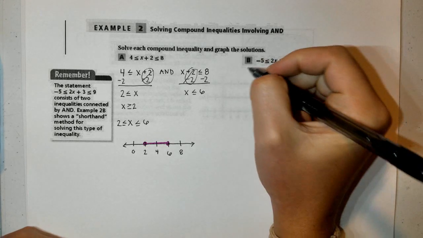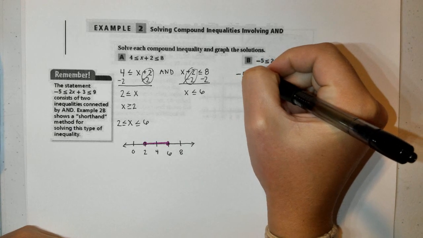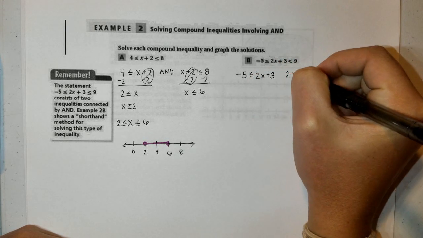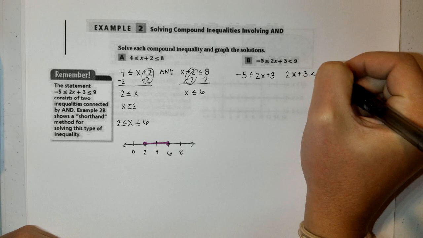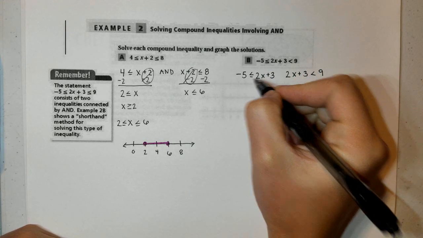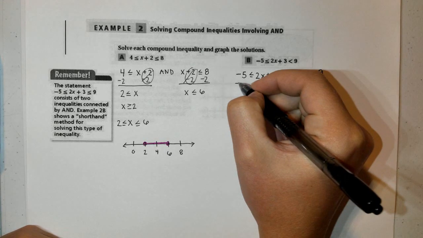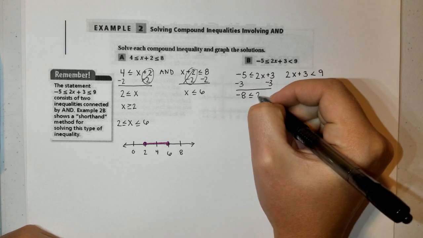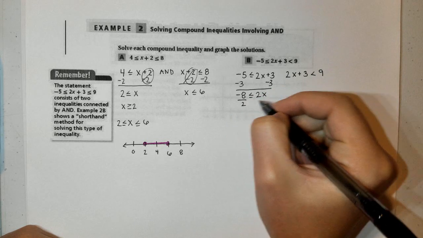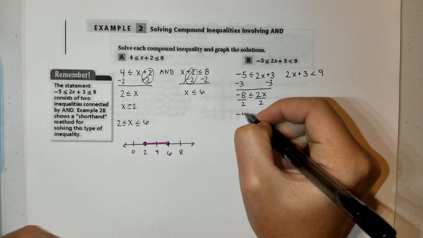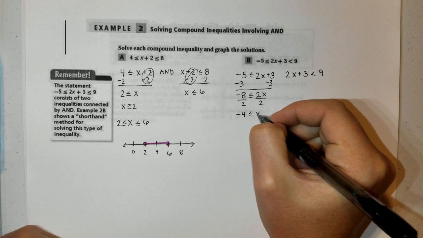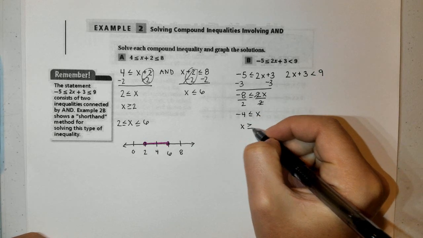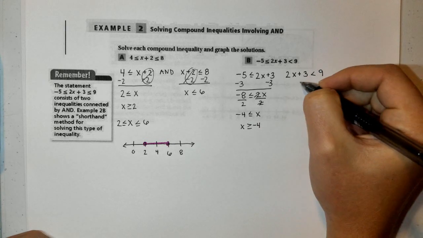B, we're going to do the same thing, set up our two inequalities. So negative 5 is less than or equal to 2x plus 3. And then we have 2x plus 3 is less than 9. So to solve the first inequality, I'm going to subtract 3 from both sides. So I get negative 8 is less than or equal to 2x. Divide both sides by 2. Negative 4 is less than or equal to x. 2 divided by 2 gives me 1. So here x is greater than or equal to negative 4.